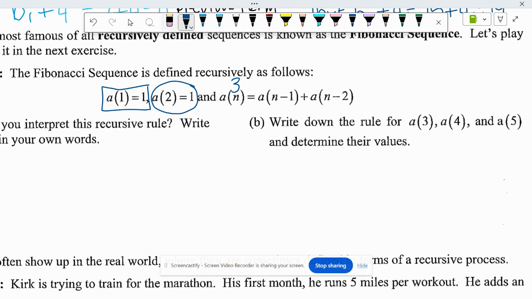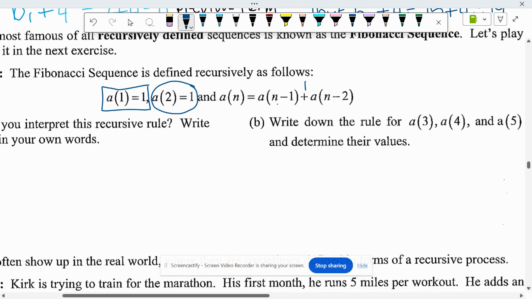It says if I want to find, let's say, the third term, if I let n equal 3, well, what is n minus 1? What is 3 minus 1? That means I take the second term and I add it to the, what's 3 minus 2? 3 minus 2 is 1. I add it to the first term. So that's what this sequence is saying.